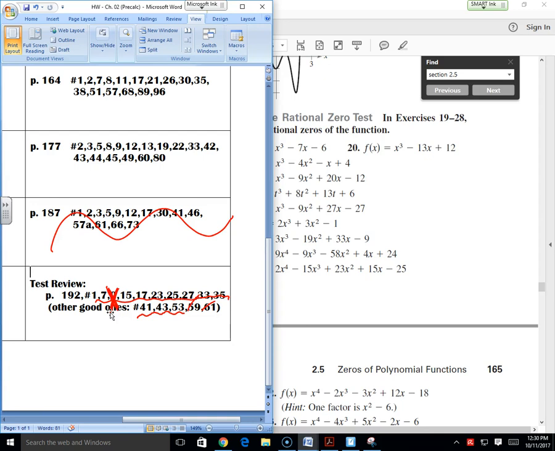You know your stuff? And if the review is pretty easy, it should fall like this.